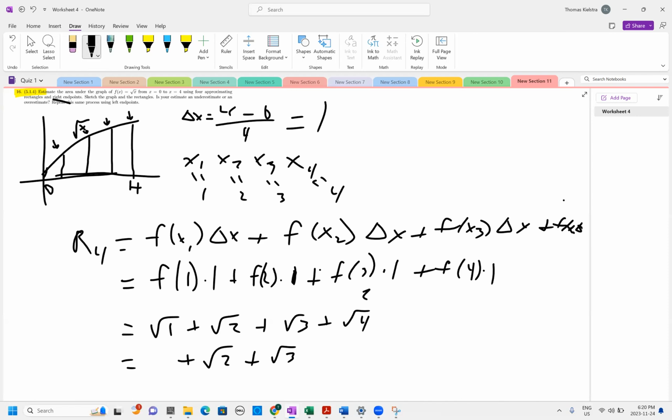This is 2, this is 1, so 3 plus root 2 plus root 3. And that's our approximation.